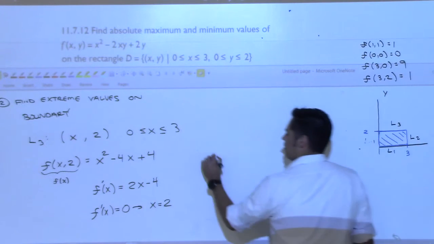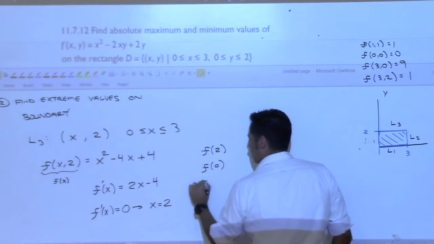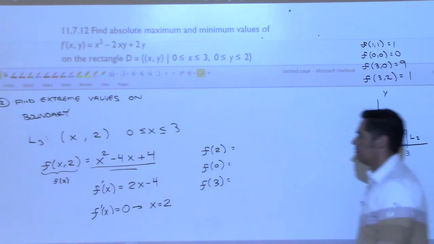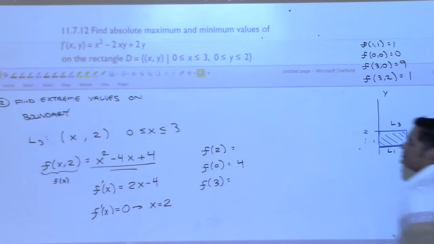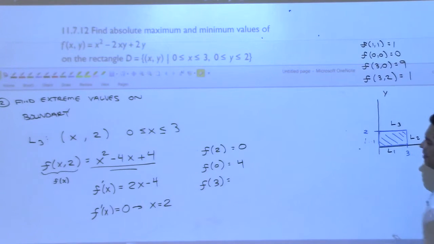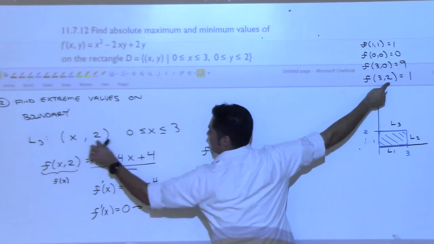And then what now? Endpoints. So we now have to evaluate the original function at 2, at 0, and at 3. This is what we're evaluating right there. I'll do the 0. F of 2 would be 0. And how about f of 3? I think it's going to be 1. Yeah, we got that. Is it 1? It should be 1 because it matches with this one, right? If we're letting x be 3, it's 3, 2, so it better be 1.